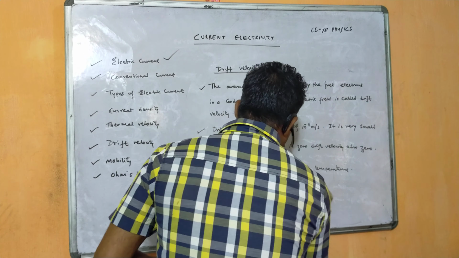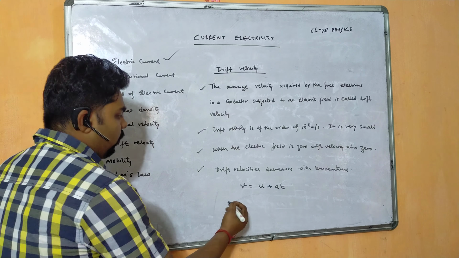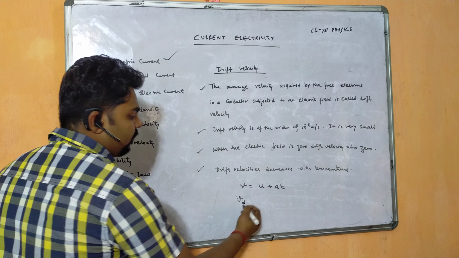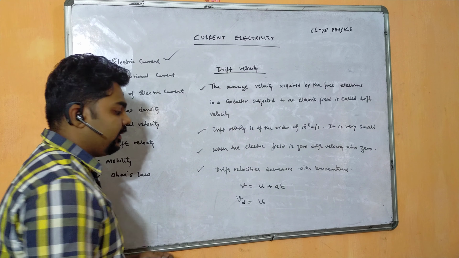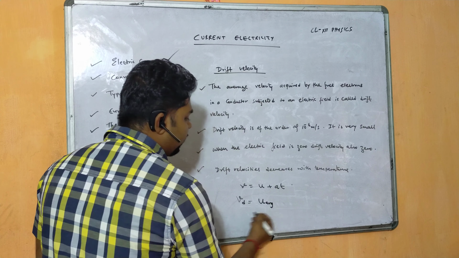Next, we know the equation V equals U plus AT. This is the velocity-time relation. If you remember Newton's laws of motion, which we learned in junior classes, V equals U plus AT. Now V is Vd, the drift velocity, and U is the initial velocity. Here it is the average initial velocity of the electrons in the conductor, plus A, which is acceleration, here considered as alpha, and T, which we consider as tau. Tau means relaxation time, and alpha is acceleration. It is just the denotation; the terms have changed.